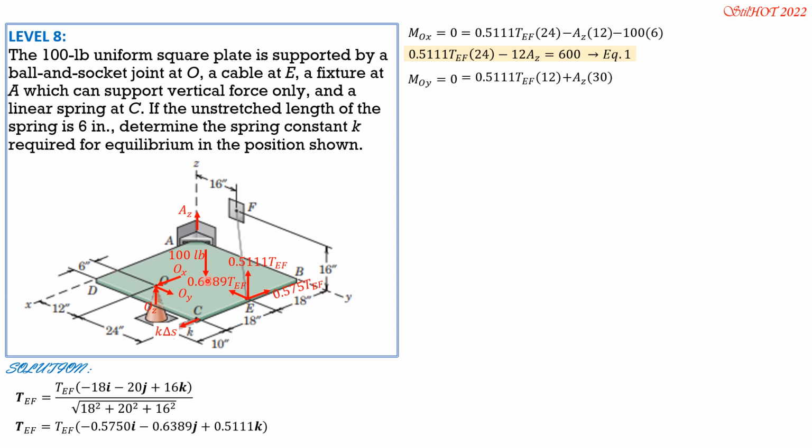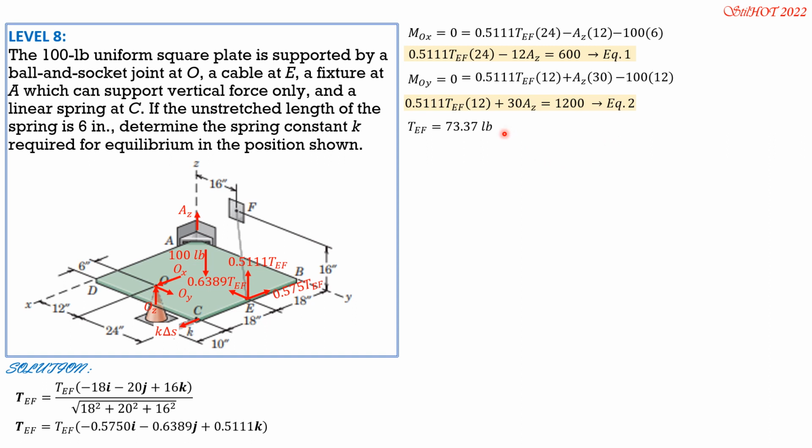Then minus 100 times 12, where 12 is 18 minus 6. Take note, it is 18 minus 6. So 100 times 12. Simplifying, 0.511 times 12 TEF plus 30 AZ equals 1,200. Solving these two equations simultaneously by elimination, substitution, or whatever method you apply, then tension EF is 73.37 pounds.